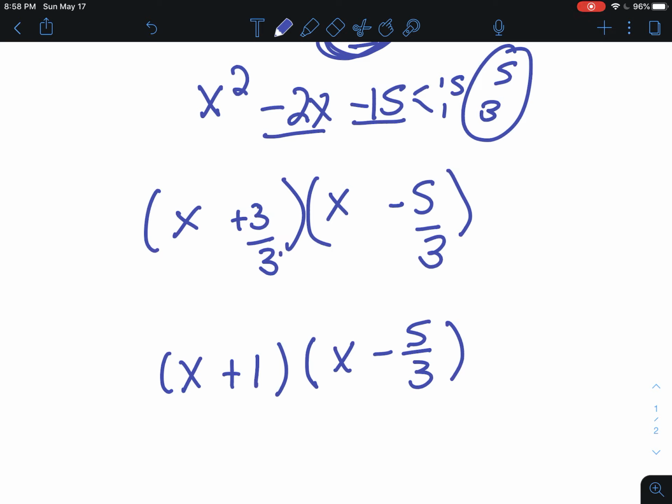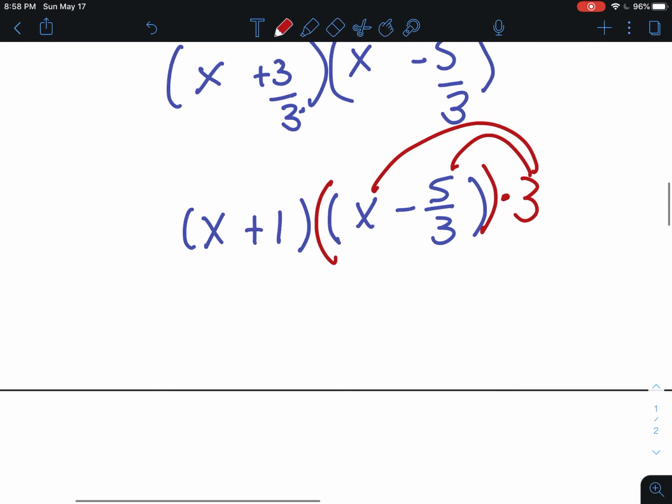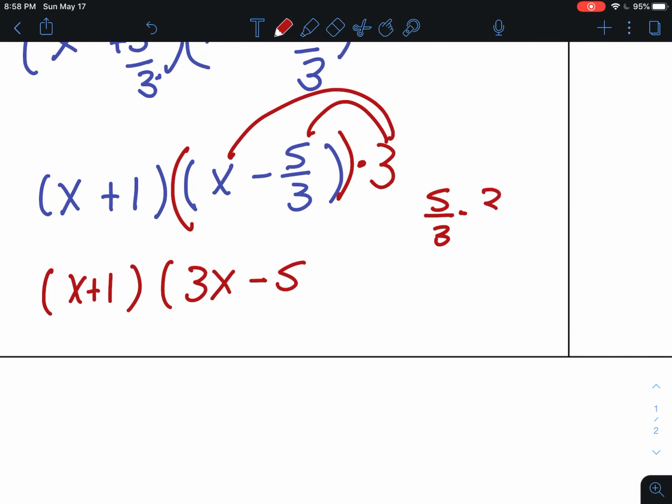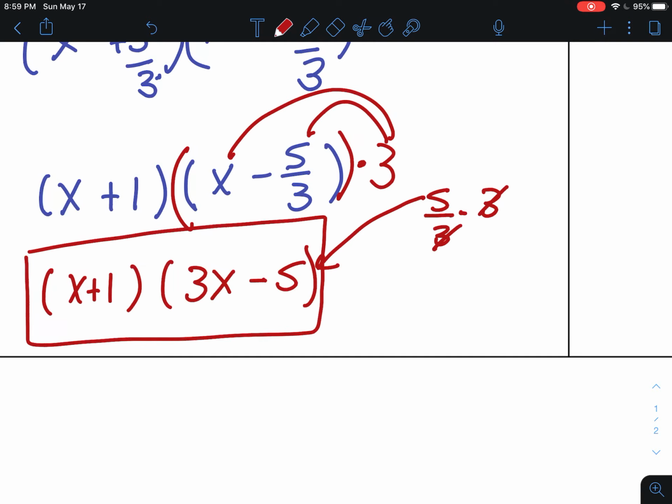Okay, so 3 divided by 3 gives us 1. 5 divided by 3 gives us 5/3. Every single time you do this, one of these terms is going to have a fraction in it. So then to get rid of that fraction, we just multiply this singular term by 3. So we do 3 here, and we do 3 there. So our final answer is x plus 1 multiplied by 3x minus 5, because 5/3 times 3, the 3s cancel, and we're left with just 5. And then this should be our answer.